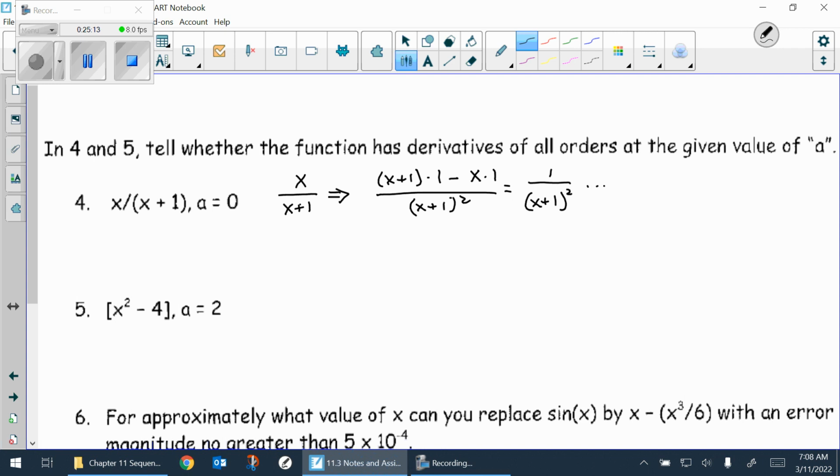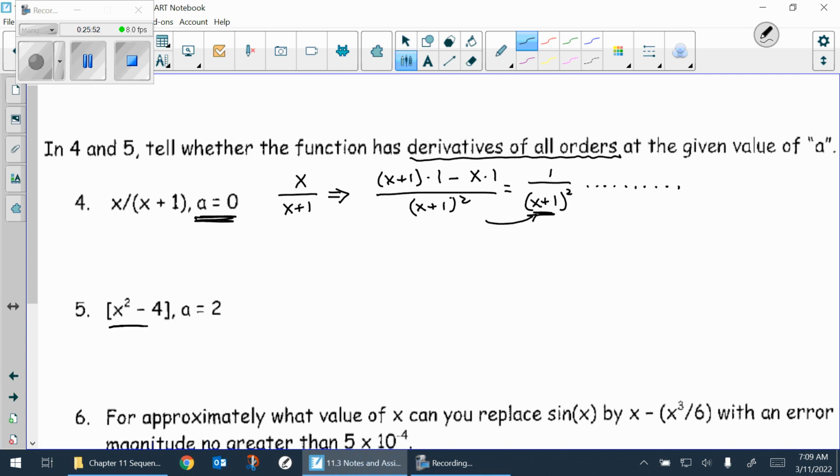And if I keep finding derivatives, will I be able to keep finding derivatives, or will I run into a dead end? I think I can keep finding derivatives. I think I can find derivatives of all orders: first derivative, second derivative, third derivative. Yes, and at x is 0 especially, I'm always going to have a 1 down in the denominator. So I'm going to be able to find a value of these derivatives.